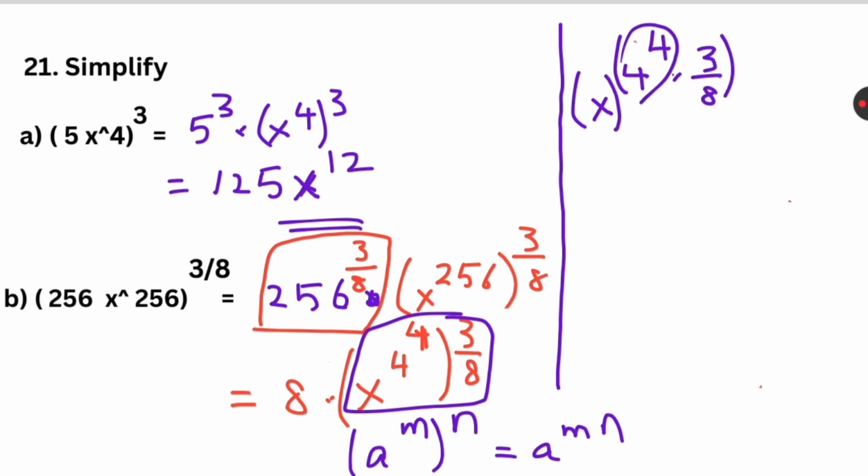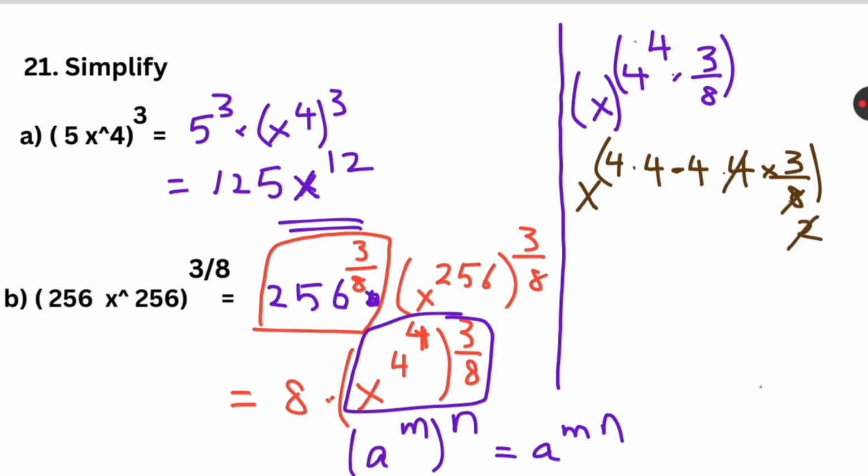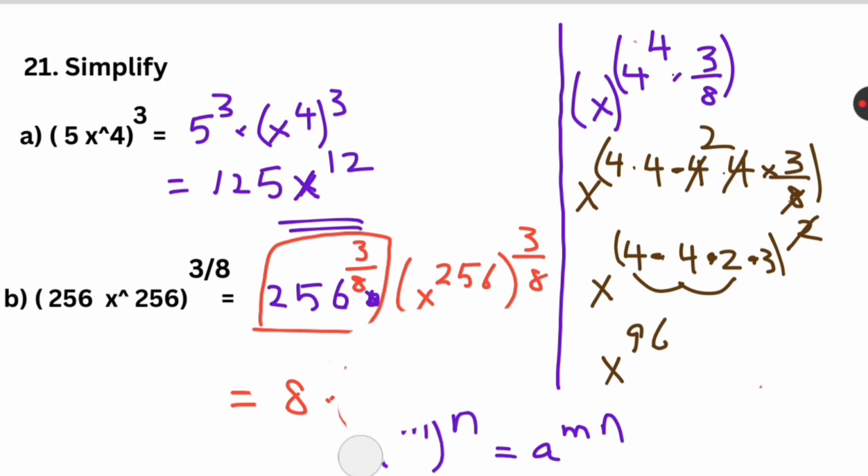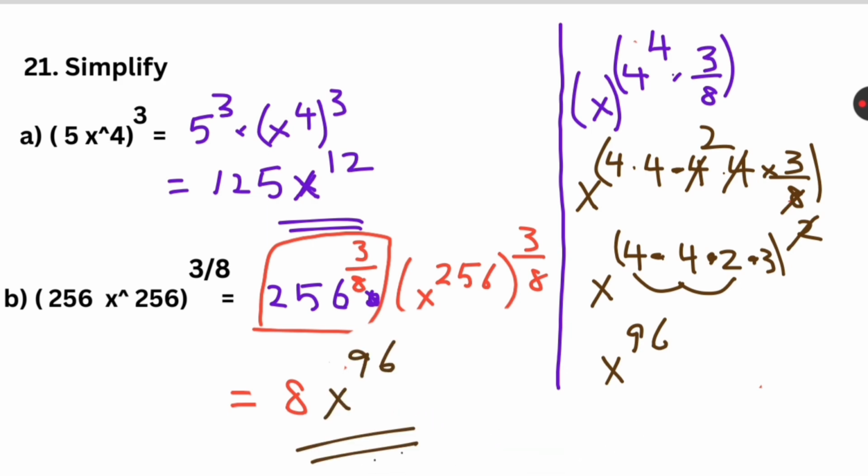This 4 raised to the power of 4 we can write as 4 multiplied 4 times. 4 1s are 4, 2s are 8. 2 1s are 2, 2s are 4. So x raised to the power of, in the power what we are left with, 4 times 4 times 2 times 3. So x raised to the power of 4 4s are 16. 16 2s are 32. 32 3s are 96. So the second part is going to be x raised to the power of 96. So 8 times x raised to the power of 96. Let's go to the next one.